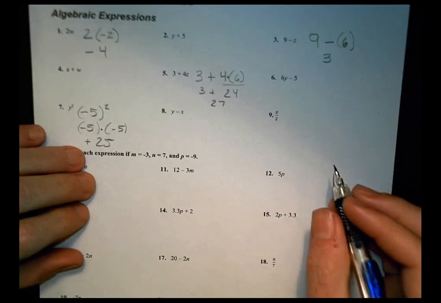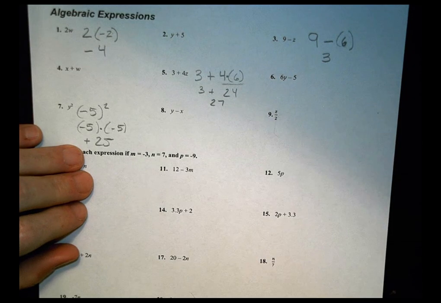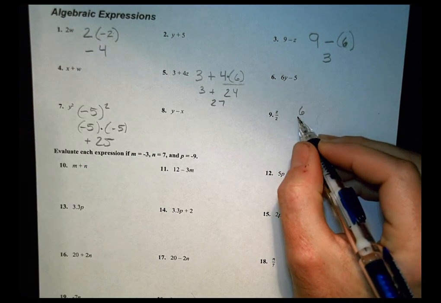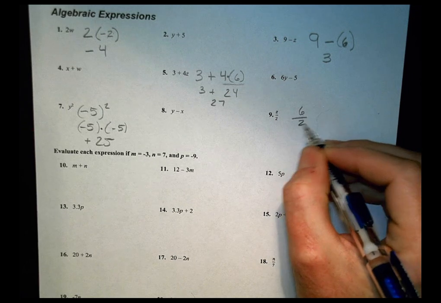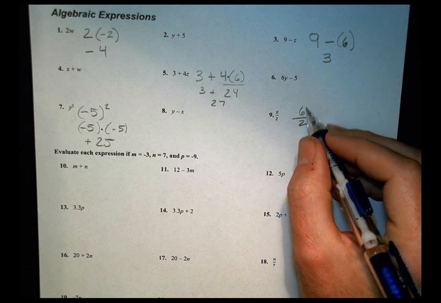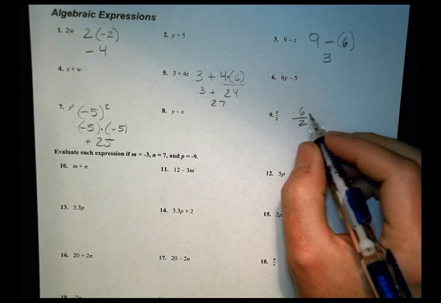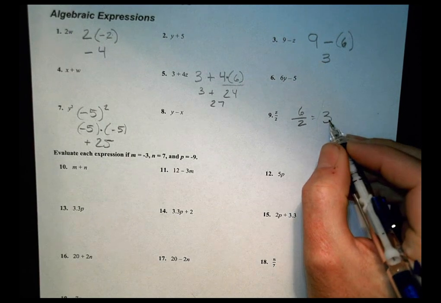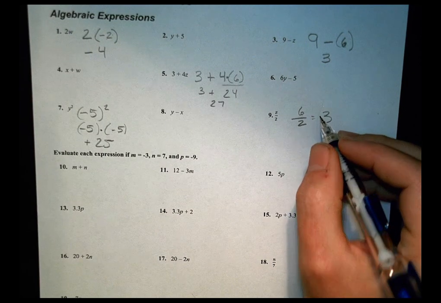Number 9, we have z over 2. Lots of z's in this one here. And so z, it said, was 6, so I'll write 6 over 2, which is also a way of thinking about 6 divided by 2. Or I can think about reducing a fraction. Well, either way, 6 divided by 2 is simply going to be 3. Alright, so that's that one there.